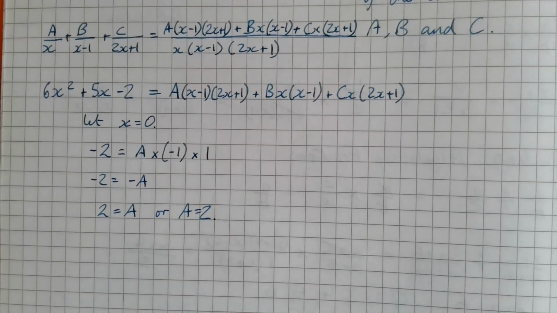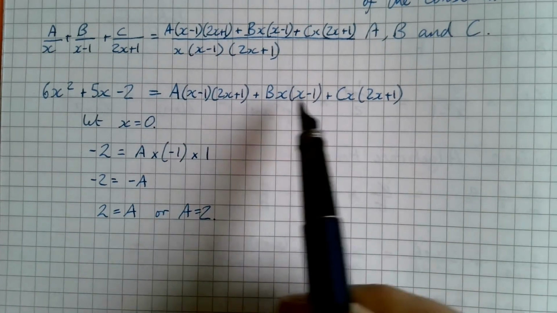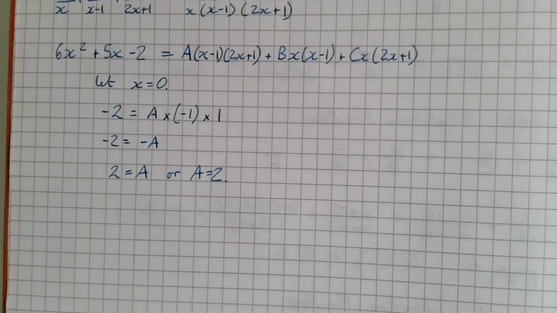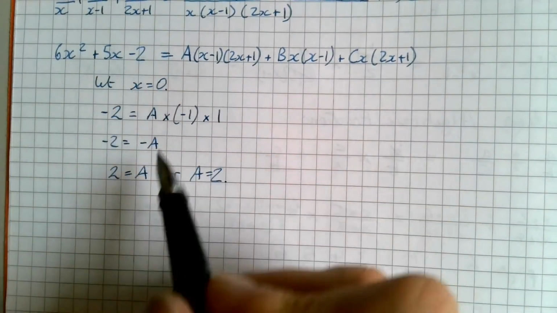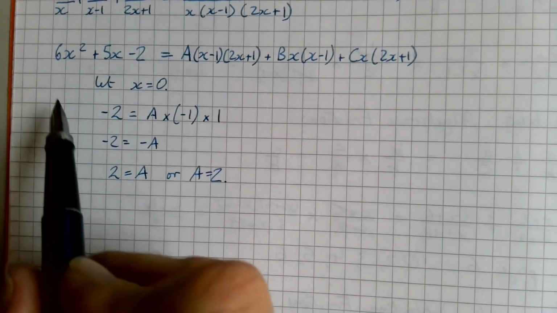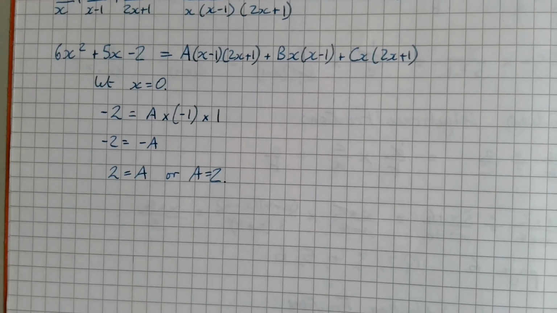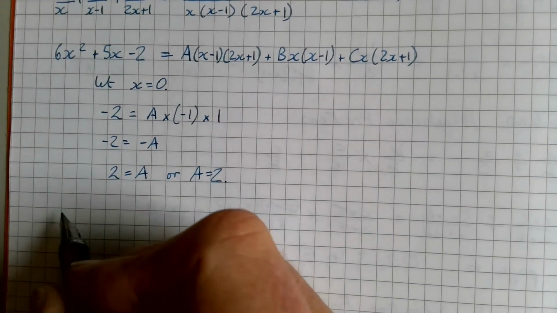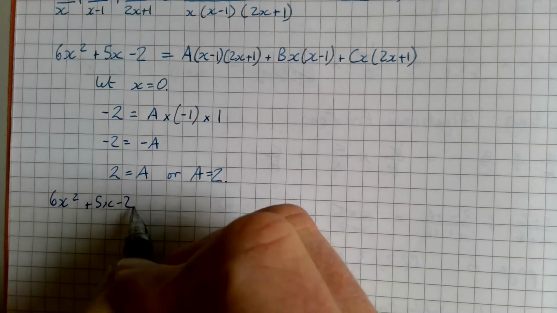If I wanted to at this point, I could say let x equal 1 and carry on and do that same process, or I can mix and match, which I quite like doing. So just see what happens here. You might like it, you might not. So then I can say, well, if a is equal to 2, I can substitute that in and sort it all out. So I've got 6x squared plus 5x minus 2 over here.